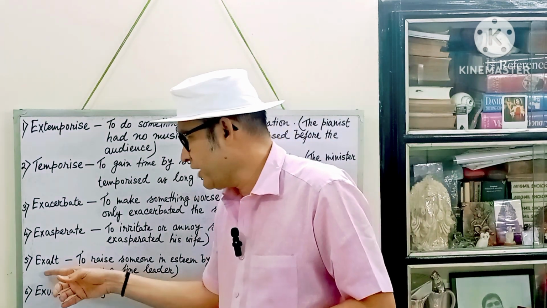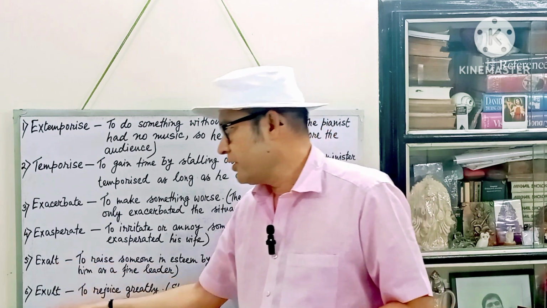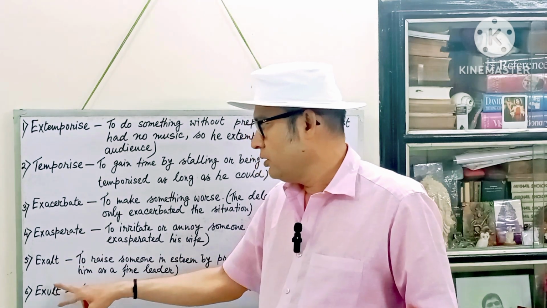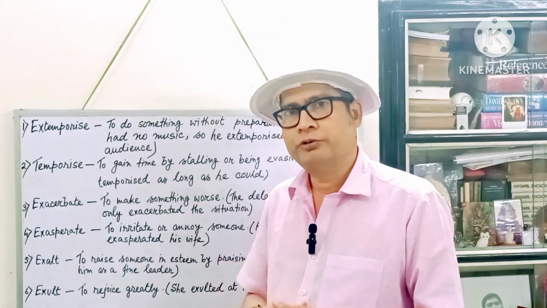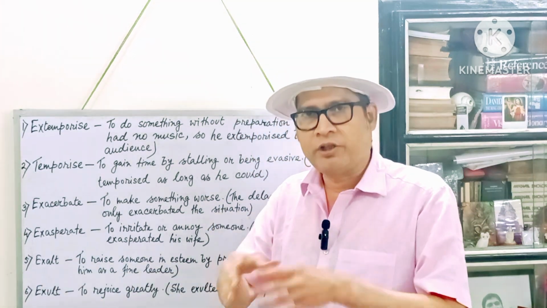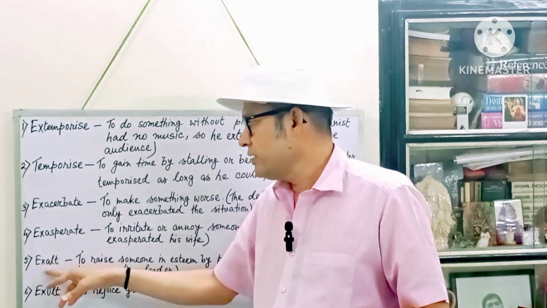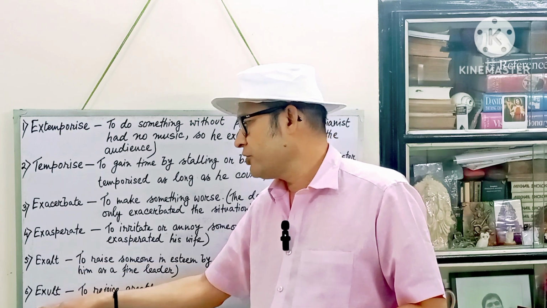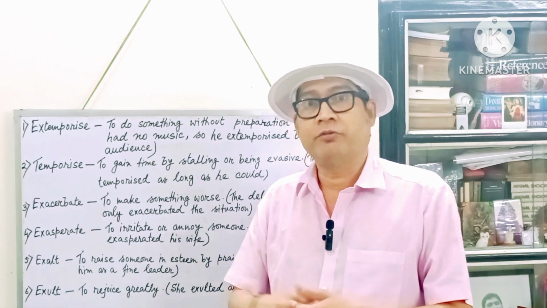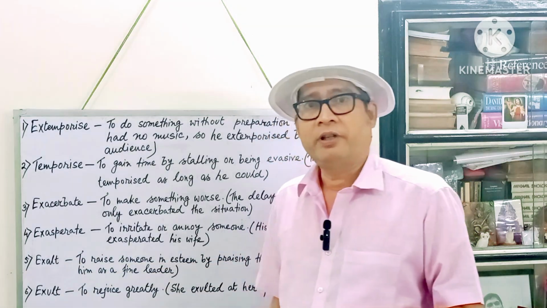Alright, move on to the next pair. Look at the next pair. One is exalt, E-X-A-L-T, another is exult, E-X-U-L-T. These words are absolute homophones. Homophones means they are pronounced almost in the same way. Only the spelling has a little difference. It is E-X-A-L-T and the second one is E-X-U-L-T. But they mean absolutely something different. You cannot use the one in place of the other.